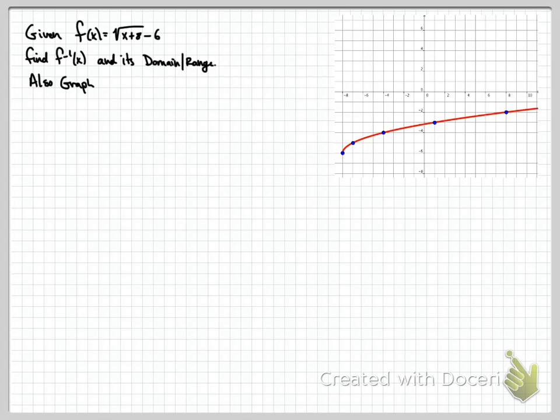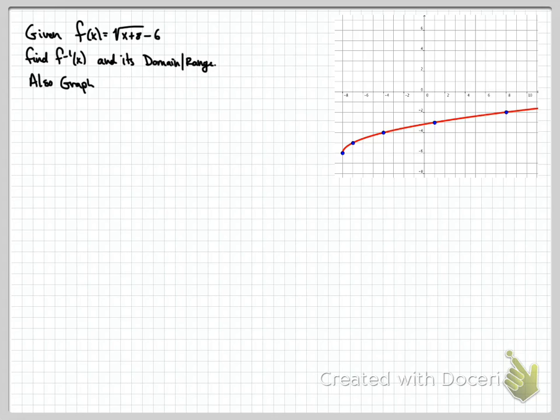All right, so in this example, we are given a function and its equation. We're even given its graph. And our job is to take this function, our original f of x, the principal square root of quantity x plus 8 minus 6, and we need to find its inverse function and its domain and range.